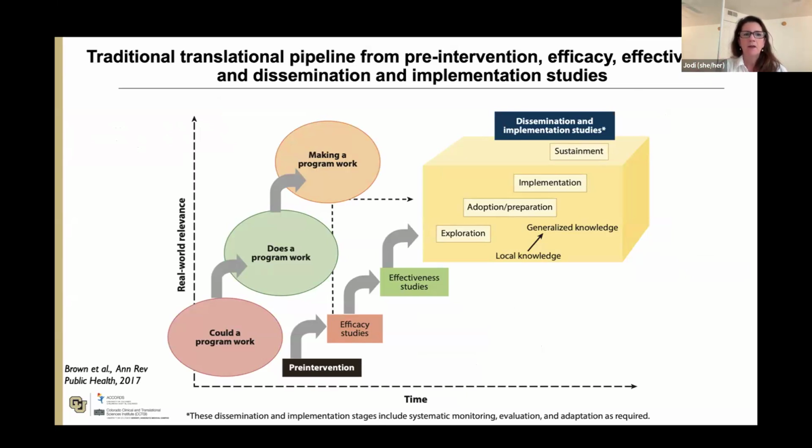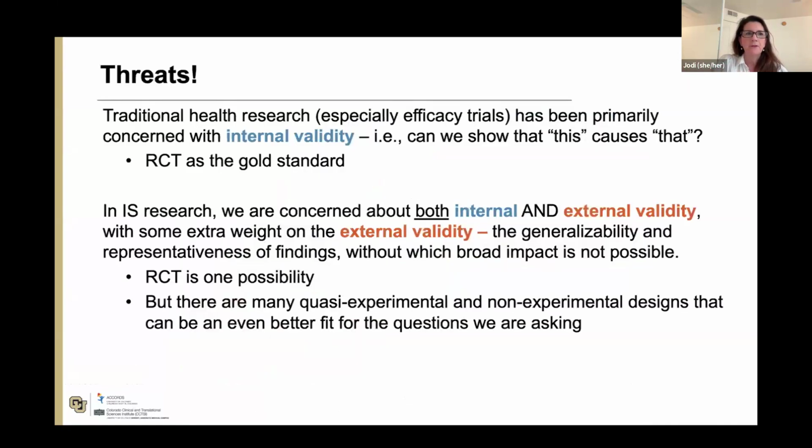So keep in mind that when you're asking, could a program work or could an intervention work, whatever, you're in the realm of more efficacy studies. Does it work out there is more effectiveness, and then making it work is more in the D&I realm. So the research that's uniquely D&I is going to be over there looking at exploration, adoption, implementation, and sustainment. So we're going to focus on the yellow box, and that means things might be a little bit different.